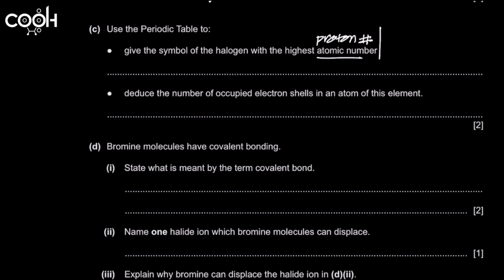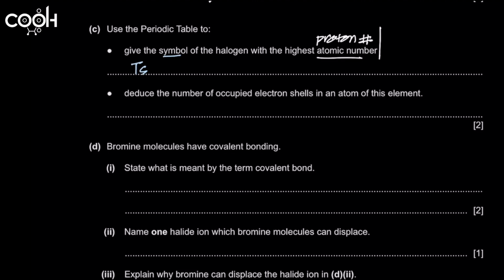So my answer should be, give the symbol of the halogen. So we have to give the symbol, not the name. So it's a capital T with a small s. You can also give the name, and the examiner gives you the mark for it, but it's good to follow instructions if you want to achieve a distinction, right? It says, deduce the number of occupied electron shells in this atom of this element, right?